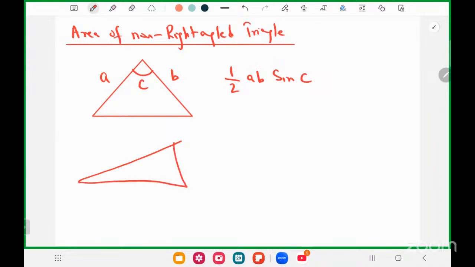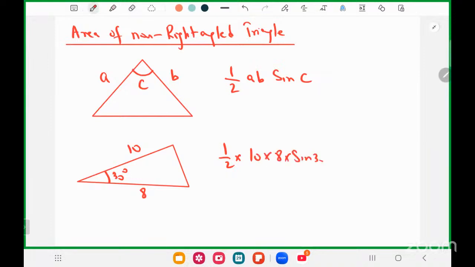So if, let's say, this is 30 degrees, let's say this is 8 and this is 10, then the area is half into 10 into 8 into sine 30. So half into 8 into 10. Sine 30 is also half. 2 5 is 10, 2 4 is 8, 5 into 4 is 20 unit square.